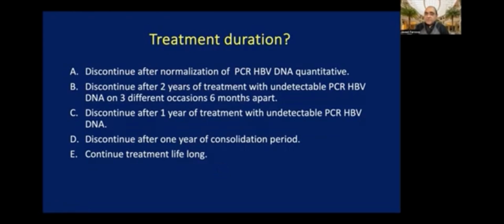So one option is that you will discontinue once the PCR becomes normal or negative. Second, the PCR becomes negative and 2 years of treatment has been given, and the PCR is negative on 3 different occasions 6 months apart. C is that you give after 1 year of treatment, the PCR is negative, and after that you give for 1 year and then you stop. D is that you give the 1 year consolidation period and then you stop. E is continue treatment lifelong. Please write down your answer.